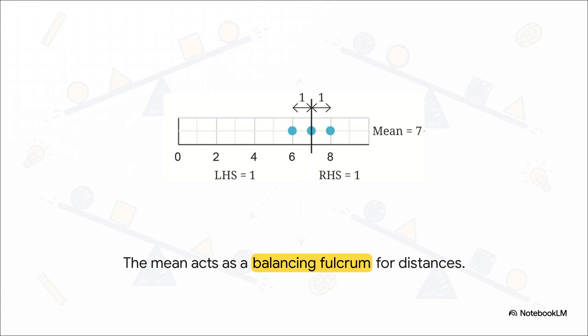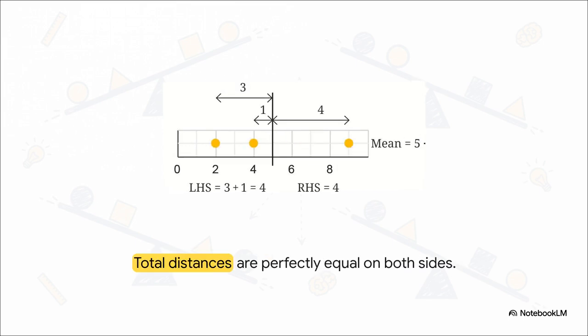For example, if we plot 6, 7, and 8, the mean is 7. But notice the physical distances going on here. The left-hand side has one dot that is exactly 1 unit away from the mean. The right-hand side has one dot that is also exactly 1 unit away. Imagine a seesaw. The mean is acting as the fulcrum, where the left and right distances perfectly balance each other out.